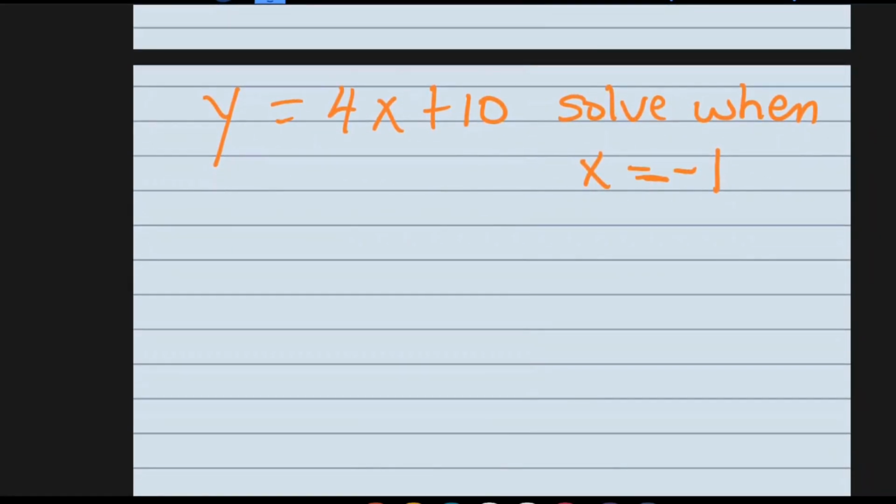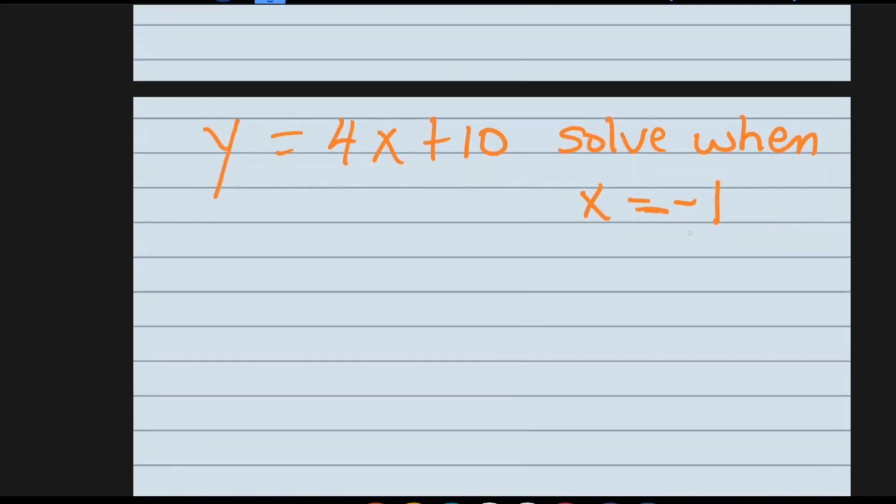So we have this equation, y equals 4x plus 10. Solve when x equals 1. So what is x? Is it your dependent variable or your independent variable? Well, x doesn't depend on anything. It is equal to 1. So that is your independent variable. However, whatever answer you get for y depends on what you input as x. So y is your dependent variable.